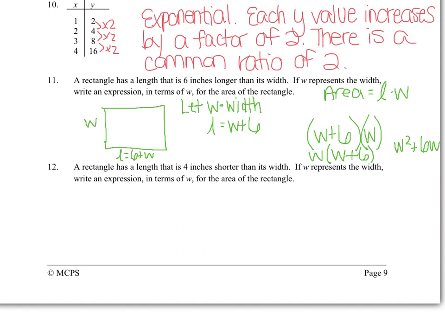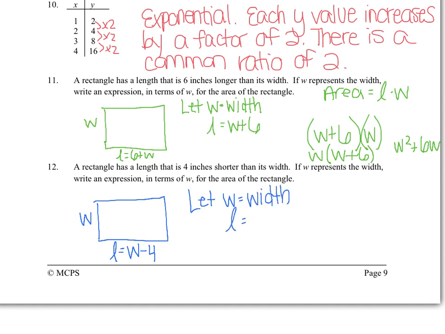We have a similar problem with number 12. A rectangle has a length that is 4 inches shorter than its width. Well, if my width is W, my length is going to be 4 inches shorter than the width. So whatever my width is, I'm going to take away 4 inches. So again, let W equal the width. Let length be W minus 4.